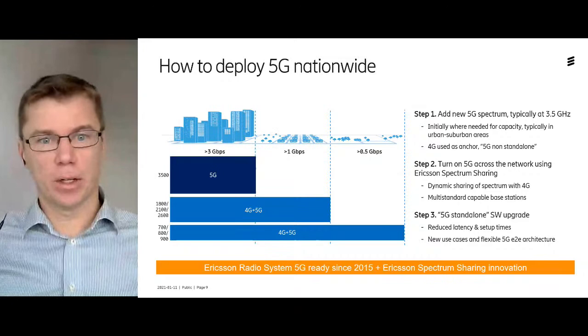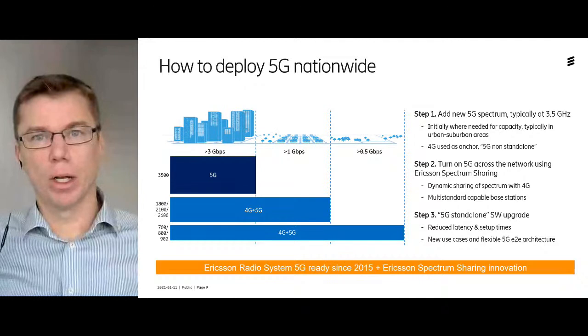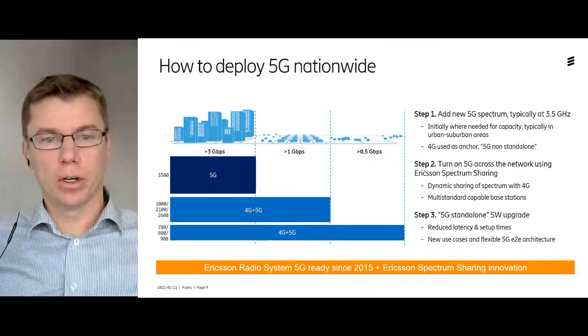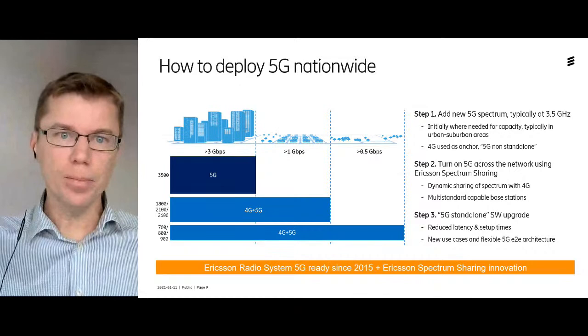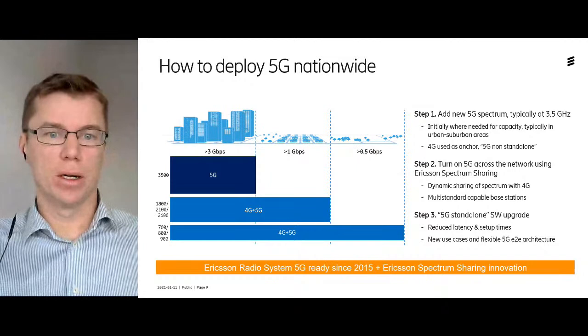And that will be the next step. It has started to be deployed in some networks. I think T-Mobile US was first out in August 2020. And it will gradually be introduced in the networks globally. But again, so far, most networks use 5G non-standalone architecture. So this is how it looks typically from a radio access point of view.